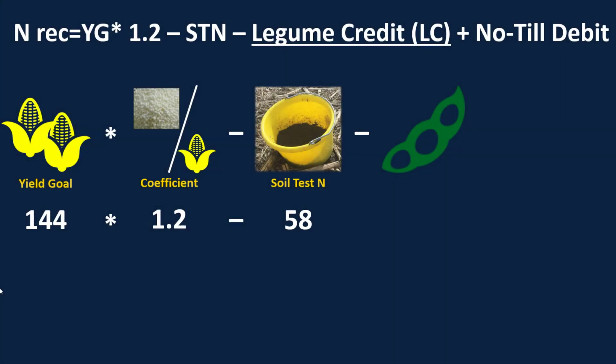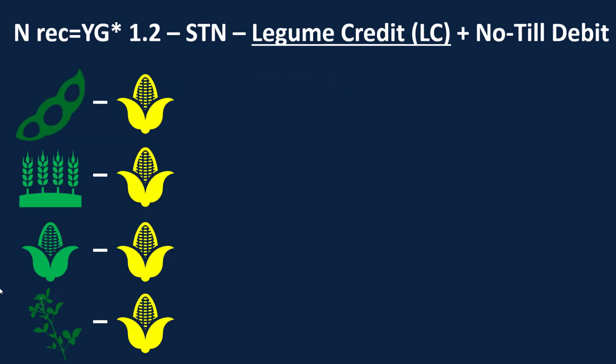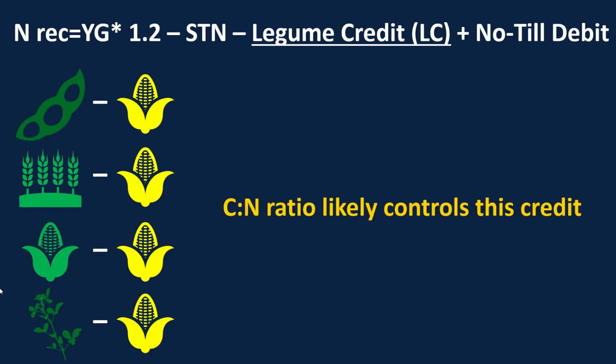So far we've talked about how we need to set a yield goal that's realistic, multiply that by our 1.2 coefficient, subtract our soil test nitrogen, and now we're going to be talking about the need to subtract our legume credits. And the ones that have credits are those with previous legumes, such as soybean and alfalfa. This credit is all likely due to the carbon to nitrogen ratio of that previous crop.